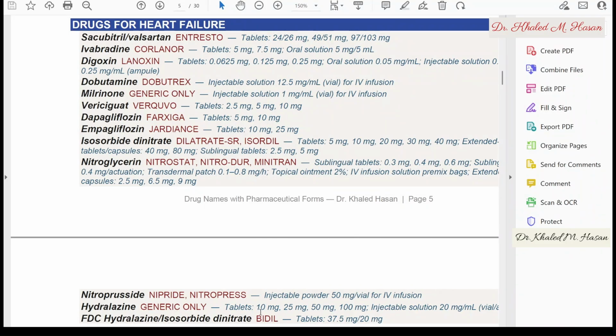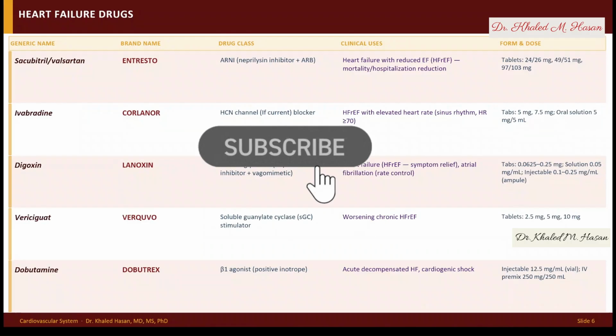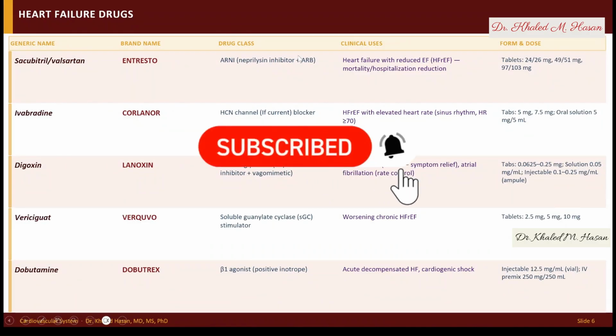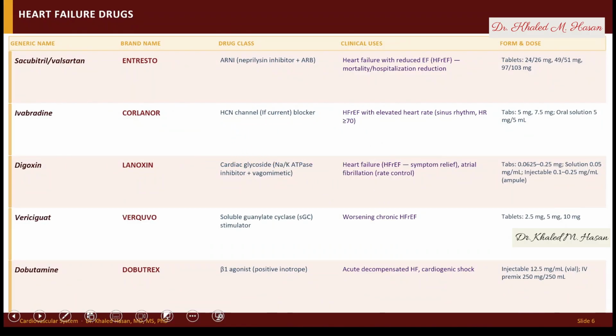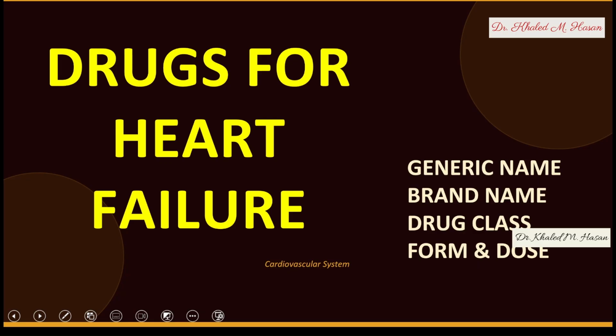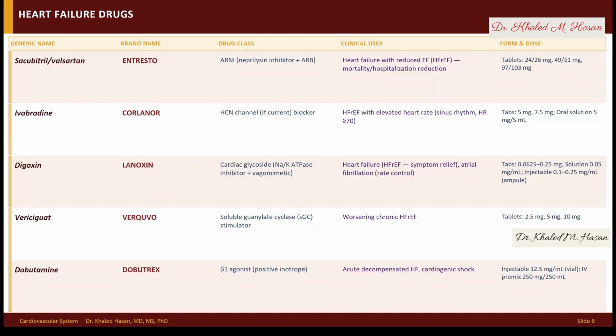BiDil. So in the PowerPoint slide, we are going to speak a little bit in summary about the most popular medications in practice. Moving to the next slide, so we are on the same page. Drugs used for heart failure: generic, brand, and pharmaceutical form.